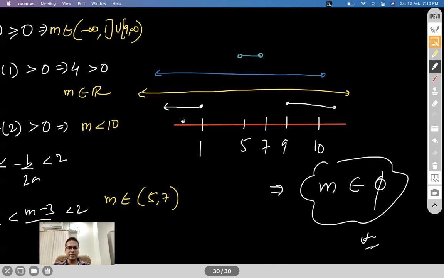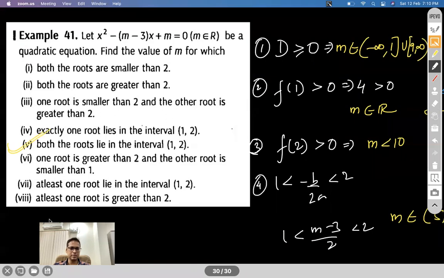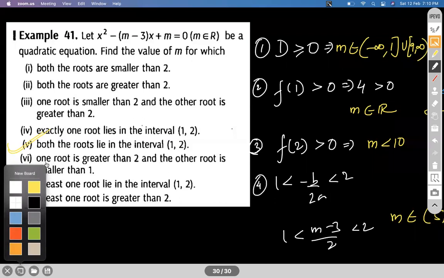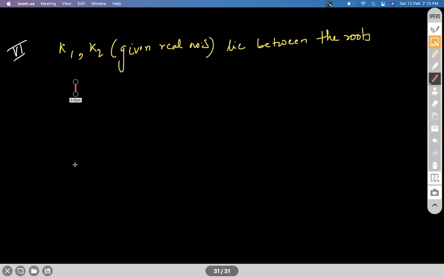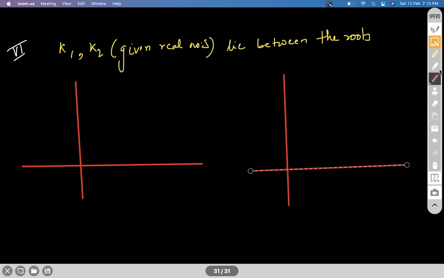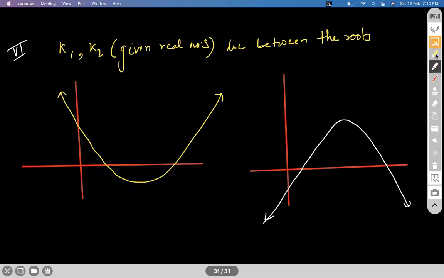Okay, with this, we'll now move on to our six conditions. When given K1, K2, these are two given real numbers, they lie between the roots. Let's quickly analyze by making the two situations. K1, K2 should lie between the roots. Yes, tell me which conditions must be satisfied.